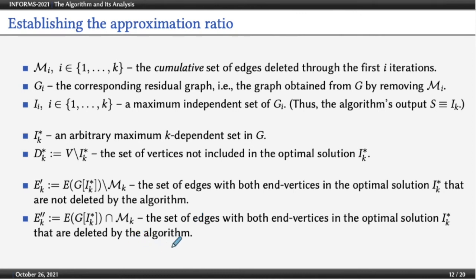So why are we focusing on the edges with both endpoints in the optimal solution? That's because these are the bad edges to not remove, right? So ideally we would want to remove all of those edges so that the vertices that are in the optimal solution would form an independent set in the residual graph. But unfortunately, this will not always be the case. Therefore, we'll have to focus on these edges that have both endpoints in the optimal solution I_k star.